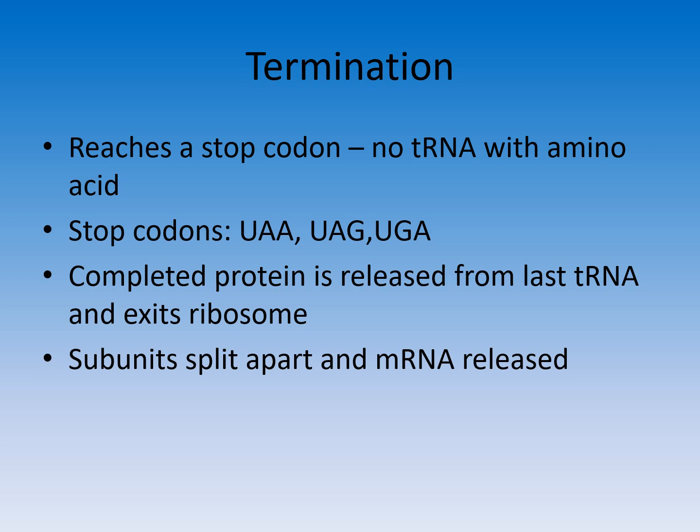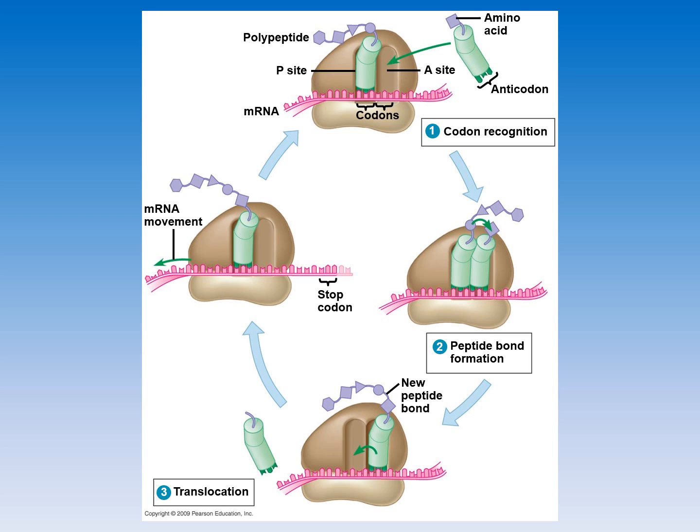This will continue until it reaches a stop codon, and that's going to be termination. There's no tRNA. So these three stop codons, there's no tRNA with a matching amino acid, and so the completed protein is going to be released. The ribosomal subunits come apart. The mRNA is released. Everything stops.